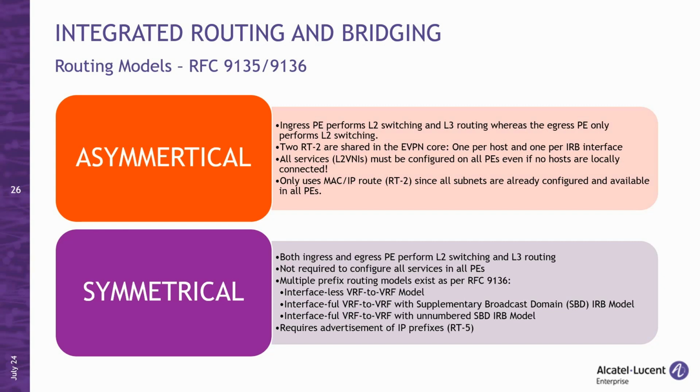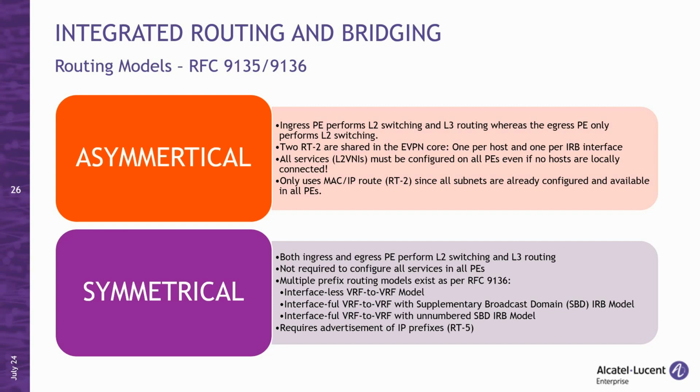So instead of sending all the traffic to a centralized layer 3 gateway in a data center use case, even if two hosts that belong to different subnets are connected to the same PE, they are instead routed in the local PE using integrated routing and bridging capabilities.